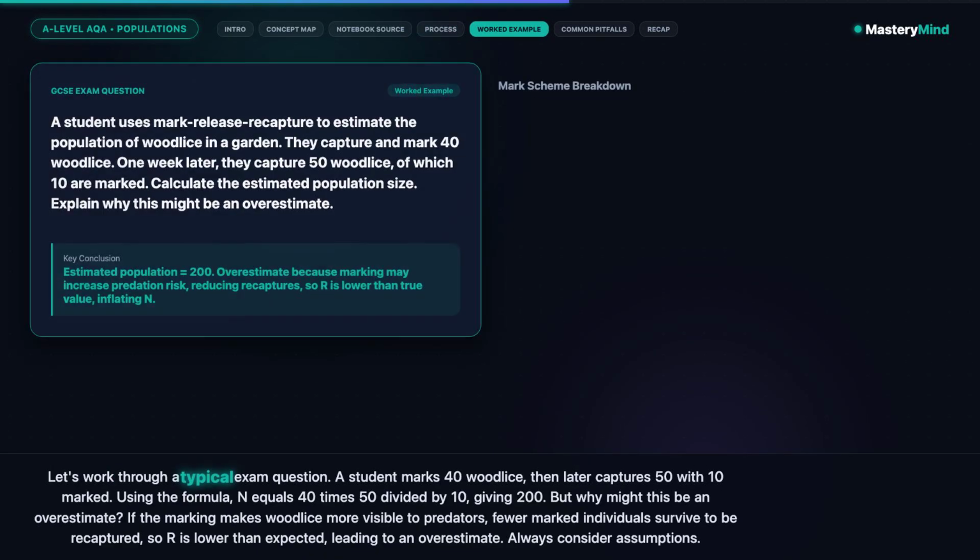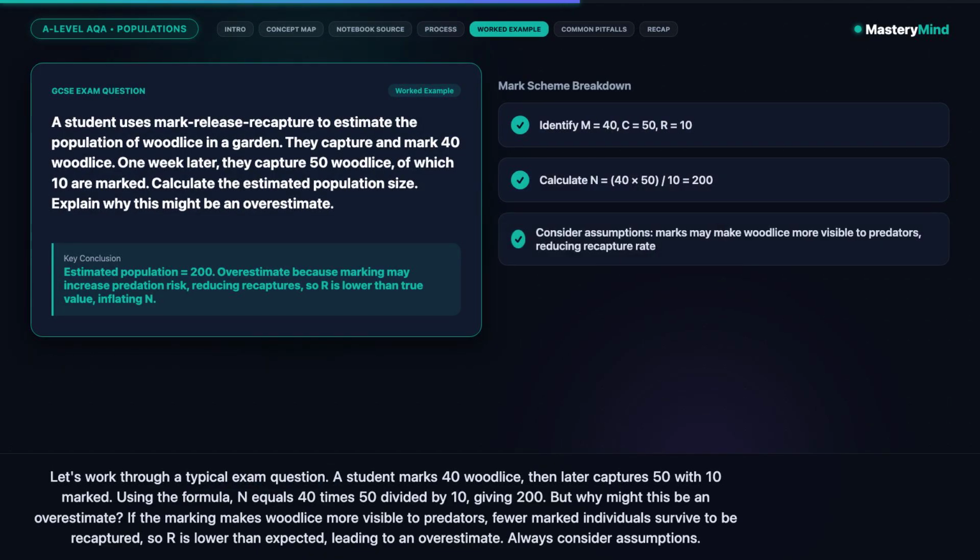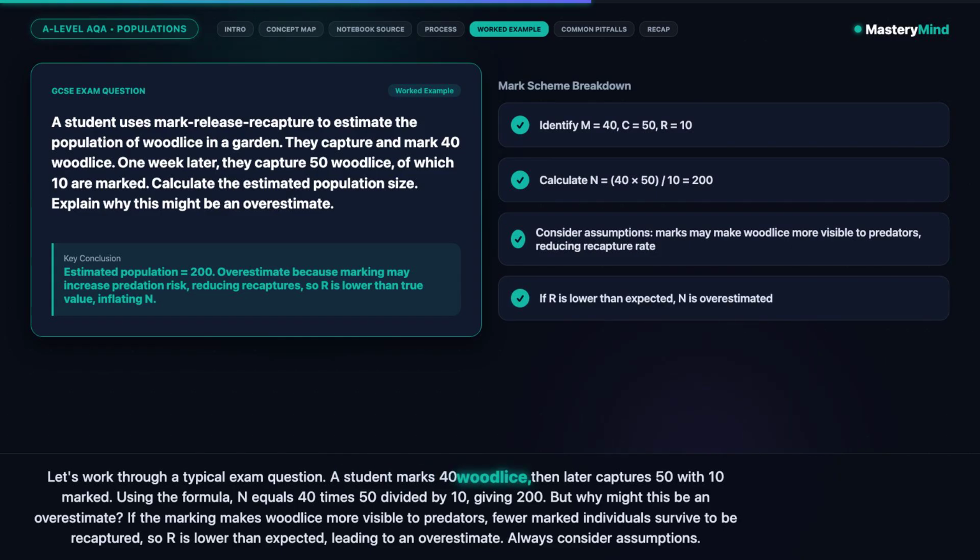Let's work through a typical exam question. A student marks 40 woodlice, then later captures 50 with 10 marked. Using the formula N equals 40 times 50 divided by 10, giving 200. But why might this be an overestimate? If the marking makes woodlice more visible to predators, fewer marked individuals survive to be recaptured, so R is lower than expected, leading to an overestimate.